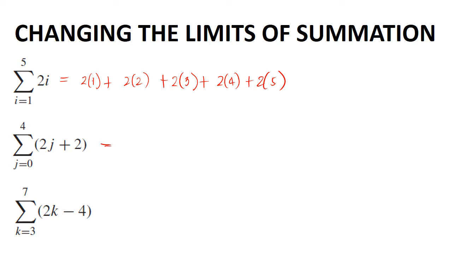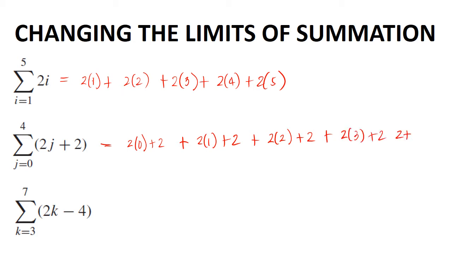For the second summation, nag-change tayo ng index or the limits pala, sorry. Also, nag-change din tayo ng index na j. Nag-change tayo ng limits from 0 to 4. So, as you can see, na-shift siya. So, we get 2 times 0 plus 2, plus 2 times 1 plus 2, plus 2 times 2 plus 2, plus 2 times 3 plus 2, plus 2 times 4 plus 2. Okay?